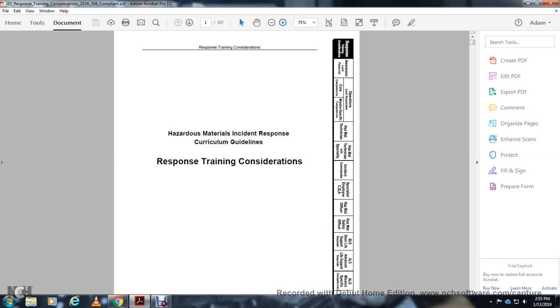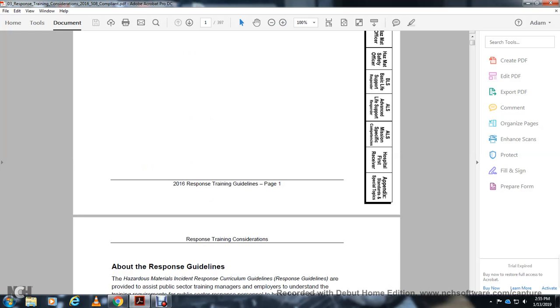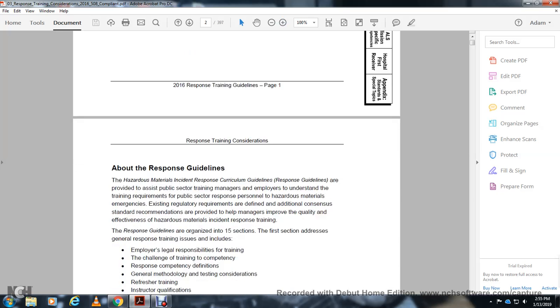Alright, response training considerations: Hazmat Material Incident Response Curriculum Guidelines, 2016 Response Training Guidelines, page 1. About the response guidelines: the Hazardous Material Incident Response Curriculum Guidelines are provided by the assistant public sector training manager to help employers understand the training requirements of public sector response personnel for hazardous material emergencies. Existing regulatory requirements are defined, and additional consensus standard recommendations are provided to help managers improve the quality and effectiveness of hazardous material incident response training.